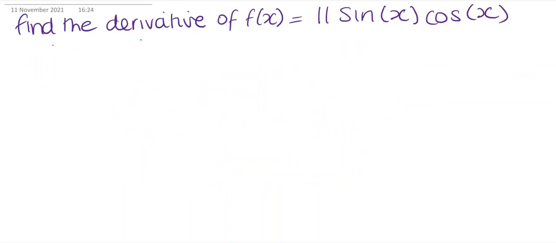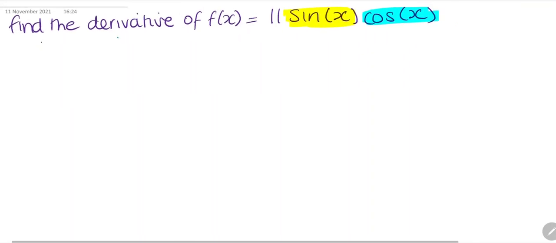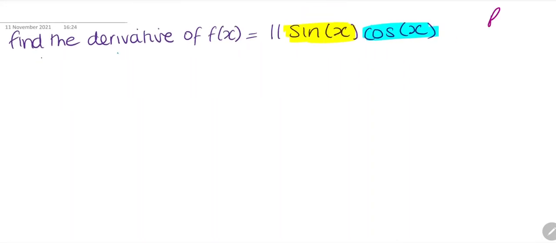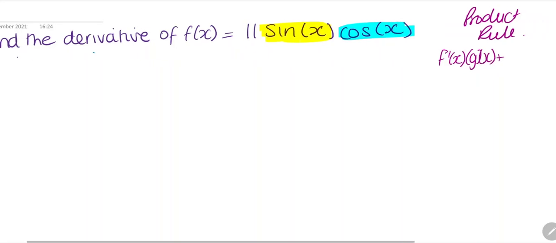All right, another question. So find the derivative of f of x, and we have 11 sine of x multiplied by cosine of x. So the first thing we notice with this is that we have two terms. So when we multiply two terms, we're going to use the product rule. And as we know, the product rule says f prime of x multiplied by g of x plus f of x multiplied by g prime of x.